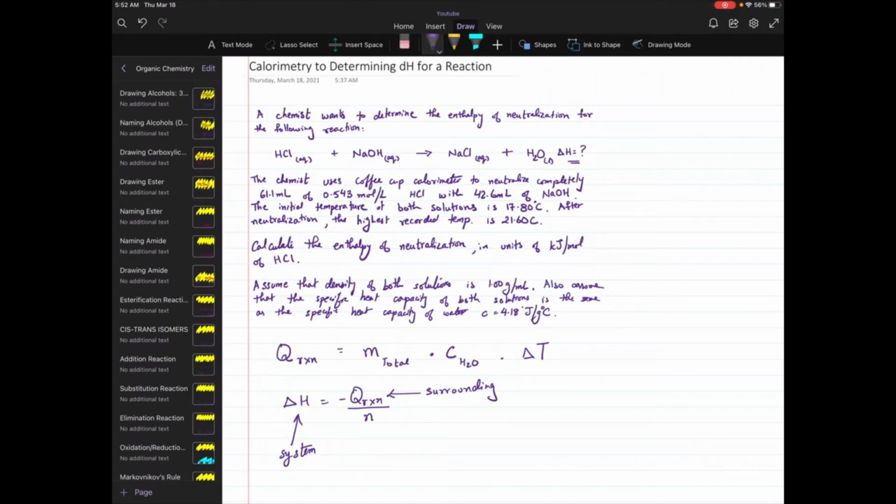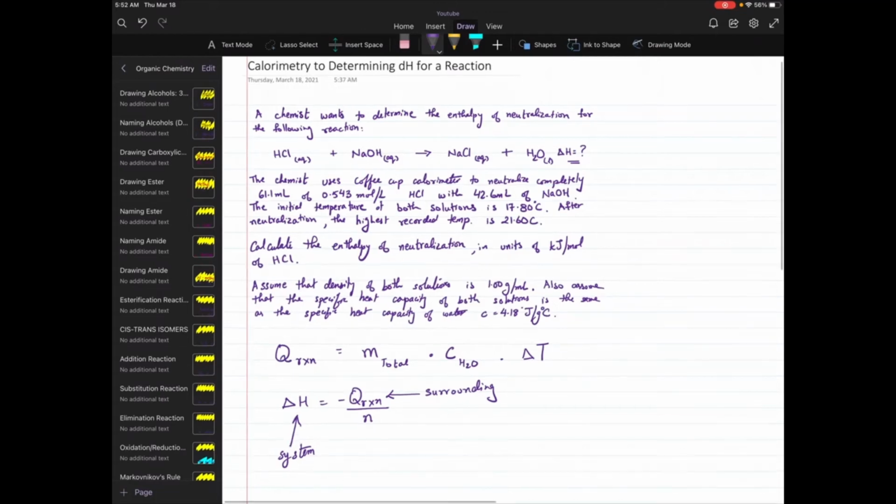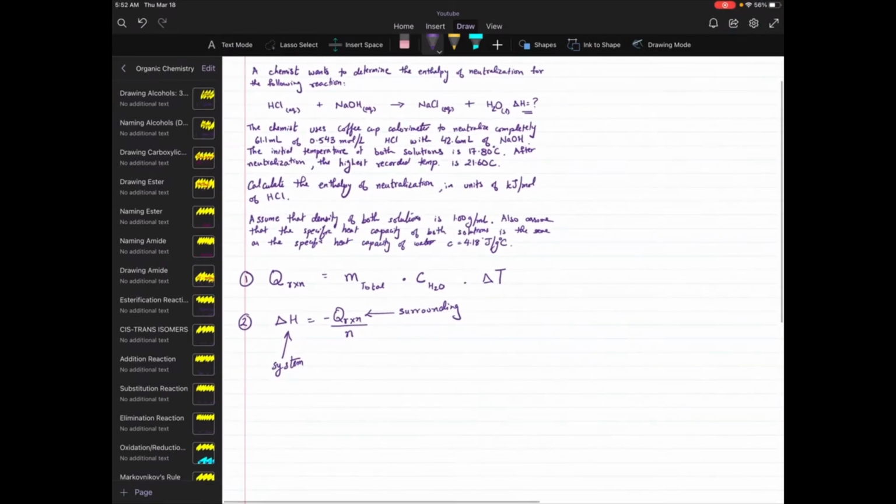So let's then try to solve this question. First, we will have to solve for Q, and then we can use that to find the delta H. Okay, so let's go for it. Let's find Q of this reaction, which is equal to the masses. Now, the masses are not given, we don't have the grams of HCl or the NaOH, but we have the density and we have the volume.